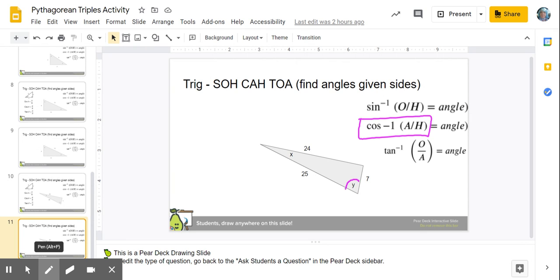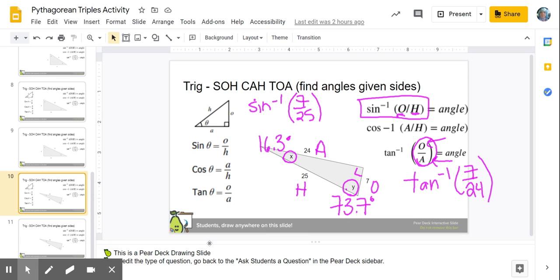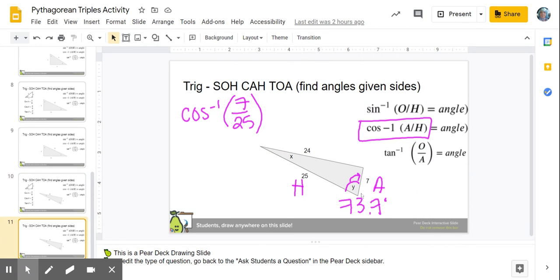So how would you set that up? So this one's adjacent. Nice. This one's hypotenuse. And it would for sure be 7 over 25. What is cosine inverse of 7 over 25? Which is what we got in slide 10 when we did our subtraction, right? 73.7 and 73.7.